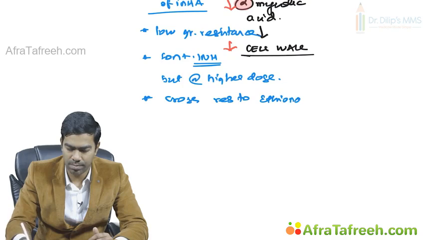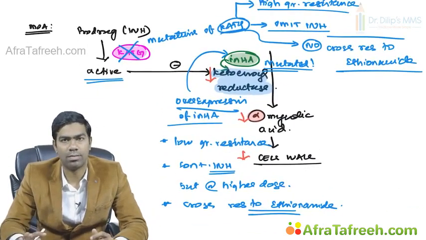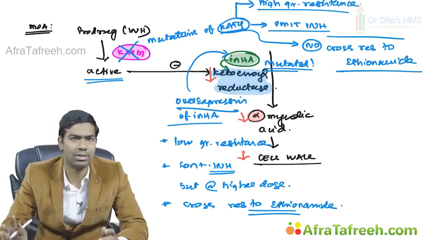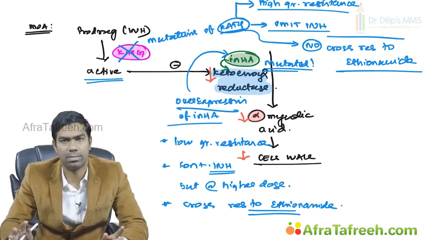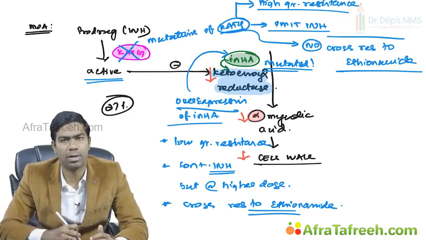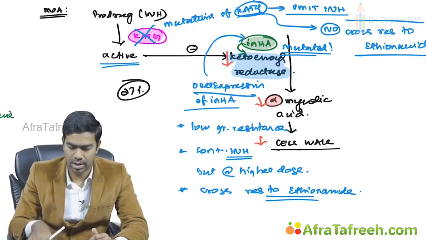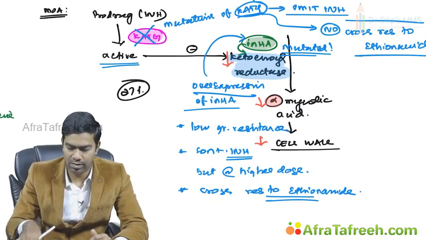Cross resistance to ethionamide. Clear? So these are the two important mutations that you have to know, or two important things about the resistance of INH by the Mycobacterium tuberculosis. Remember, 27%, which means the most common drug against which MTB is resistant to is isoniazid only, in India at least. Then what are the side effects of this drug?